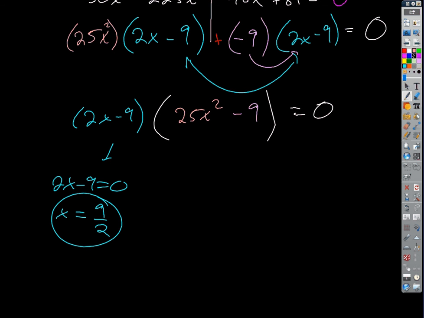Okay, how about the other one? Now I've got this other factor here. What if I set it equal to 0? 25x squared minus 9 equals 0. Carol, what are my 2 steps going to be to solve for x? So I'm going to add 9. Then what? Okay, divide. Good.